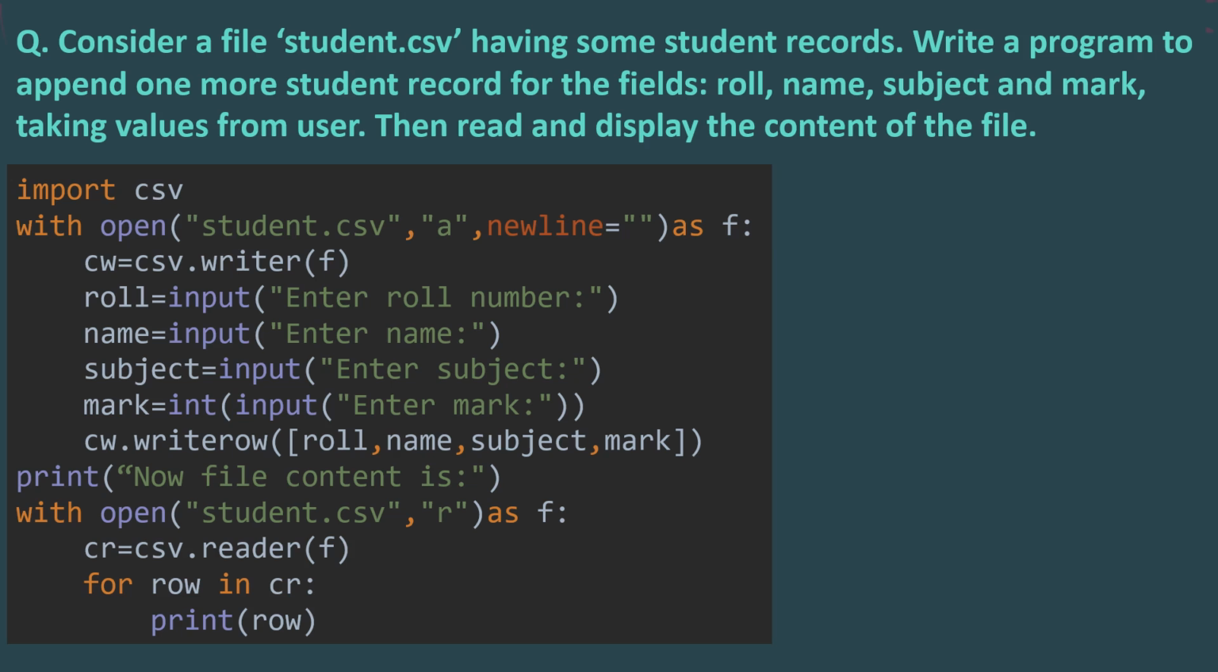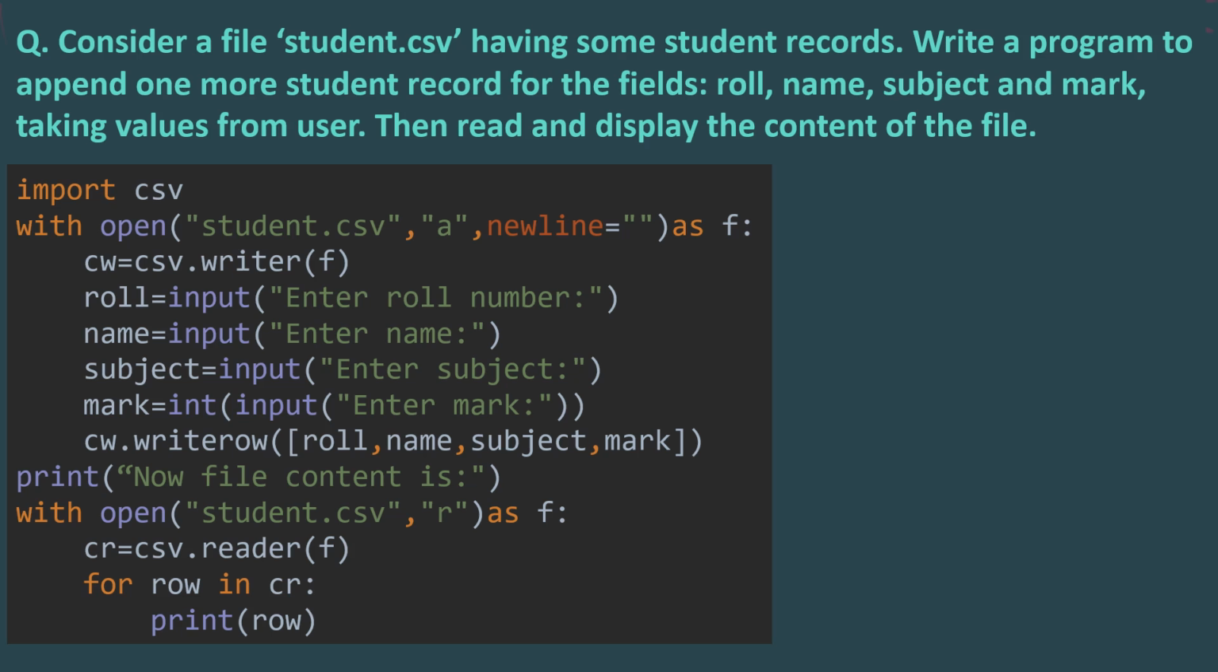So first of all, we have to open this file in append mode. But before that, remember, don't forget to import the csv module. That's the first thing. Then you have to open the file in append mode, and here also I have given this newline parameter. As you know, this will avoid inserting empty rows in between the records. Then here I have used the with open statement. Then within that block, I have created the CSV writer object and stored it in cw.